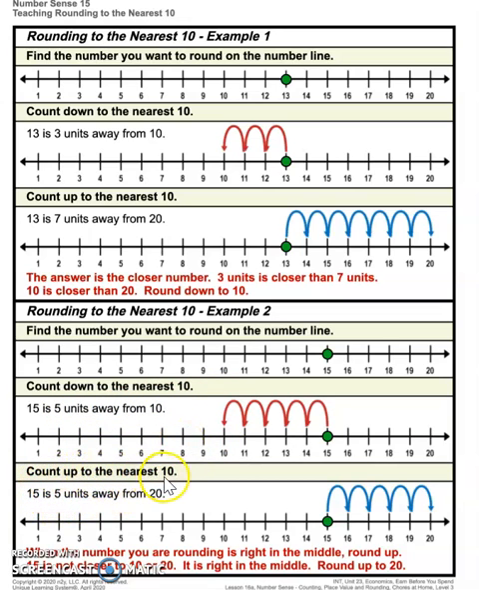Now we're going to count up to the nearest 10. Let's count. 1, 2, 3, 4, 5. Wait, that's the same number. 15 is 5 away from 10, and 15 is 5 away from 20. What do we do if it is the same? When the number you are rounding is right in the middle, round up. 15 is not closer to 10 or 20. It's right in the middle. So round up to 20. If it's in the middle, round up.